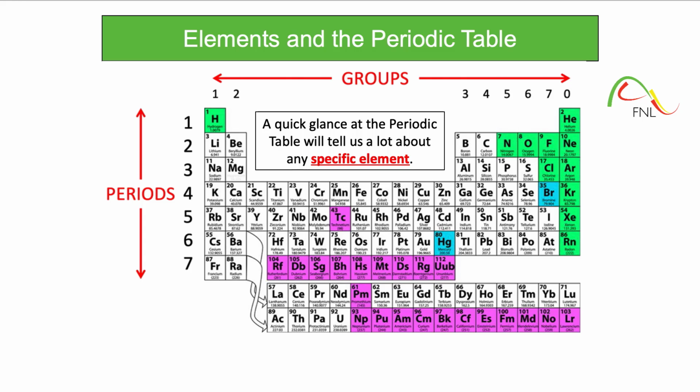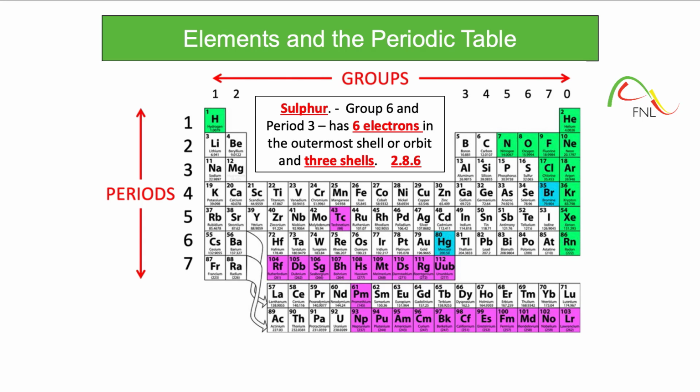A quick glance at the periodic table would tell us a lot about any specific element. So for example, let's pick on sulfur. Sulfur's here. Now sulfur is in group 6, 6 electrons in the outer shell. It's in period 3, 3 orbits outside the nucleus. So we now know that the electron structure around the nucleus in sulfur is 2, 8, 6.